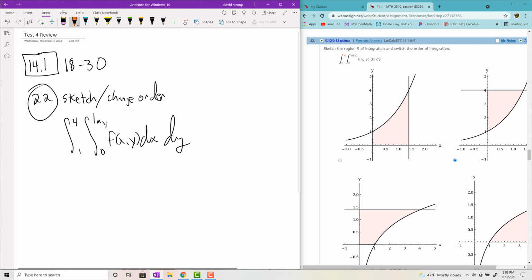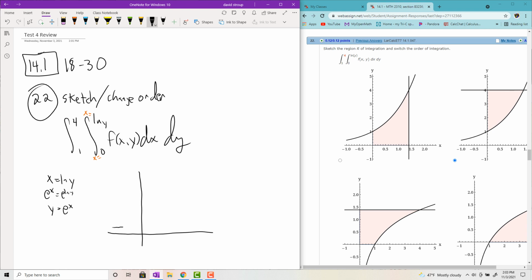Remember that the inner limits tell you, so in this case the first inner part is dx, so it's going from x equals 0 to x equals ln y. I'm going to rewrite that because I'm not used to plotting x equals ln y. So you can exponentiate both sides, and of course then y equals e to the x. So x equals 0 is just the y-axis, and then y equals e to the x looks like this.